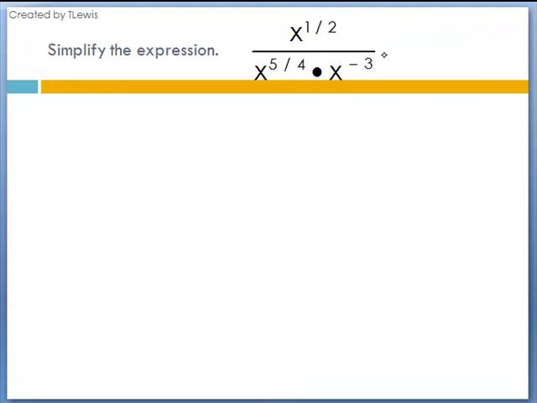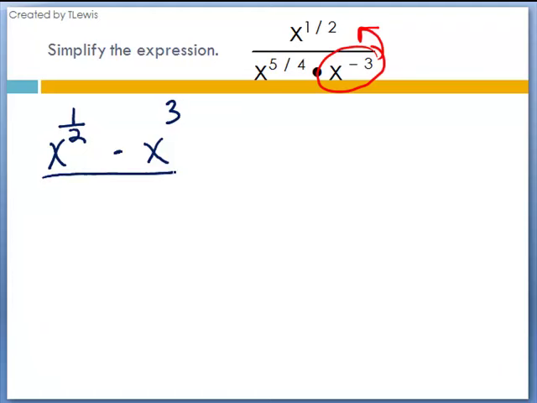negative exponents. And remembering our negative exponent property, it says to make the exponent positive, we're going to take the reciprocal. This expression will move to the numerator. The base x will stay the same, but the exponent becomes positive. So we have x to the 1/2 power times x to the +3 power all over x to the 5/4 power.